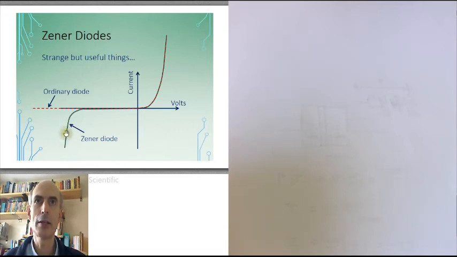And this line here can be quite steep, so that the voltage across the diode doesn't change very much, with quite large changes of current flowing through it. And this can be very useful, as we can make circuits which maintain a reasonably constant output voltage for a very wide range of input voltages.